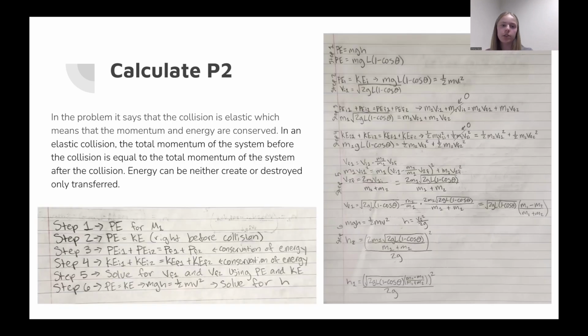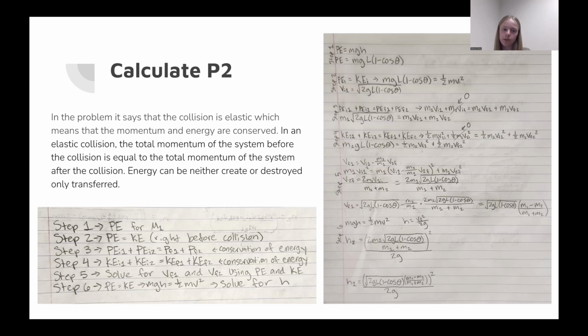And then on this page, the problem says that the collision is elastic. And so that means that momentum and energy are conserved, which means that the total momentum of the system before the collision is equal to the total momentum of the system after the collision. And that's the same for energy.